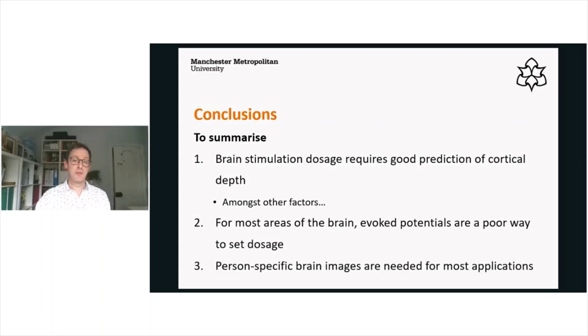What that means is that for most applications, we would need a person-specific brain image. So you need to scan your participant and use that in some kind of neuronavigation system to understand exactly how to target a particular brain region with a particular amount of stimulator output.